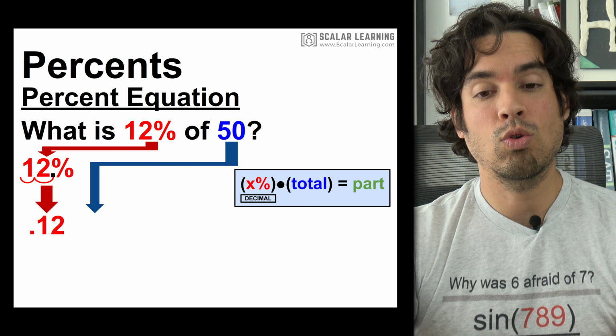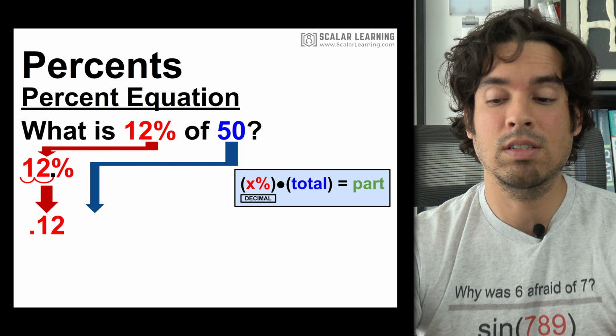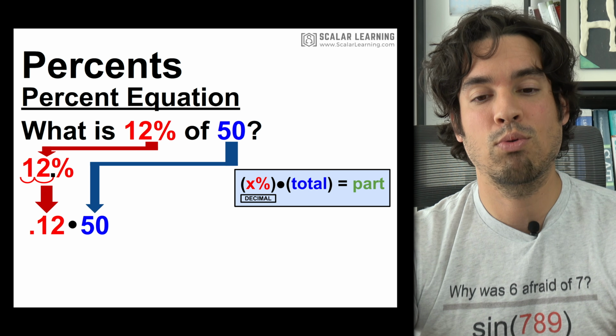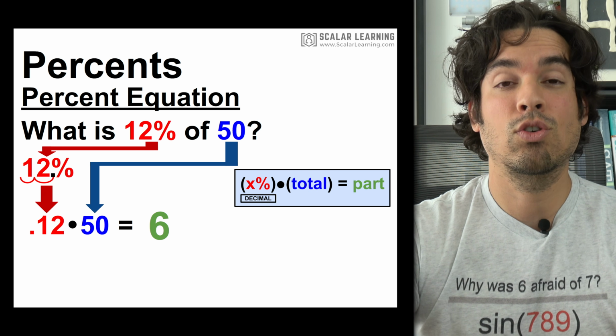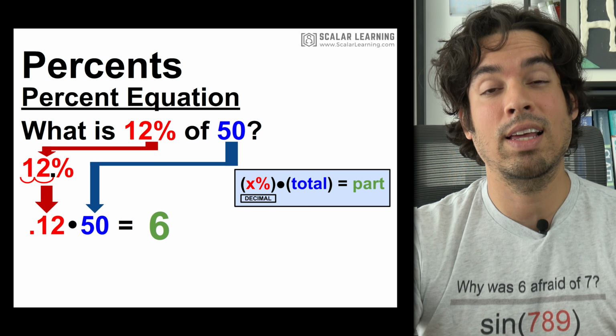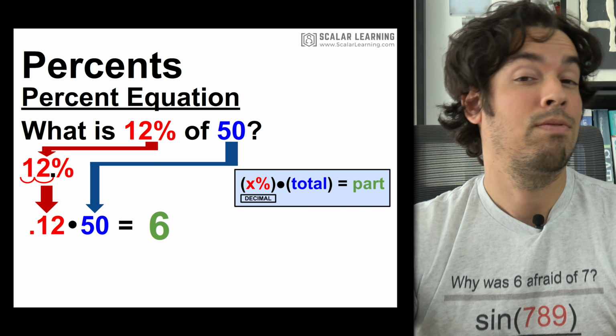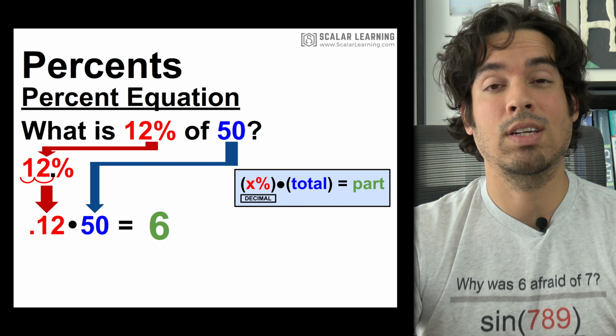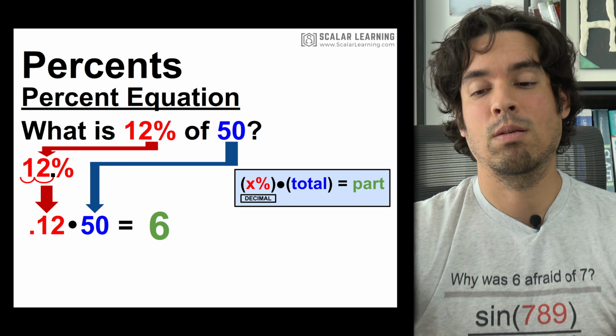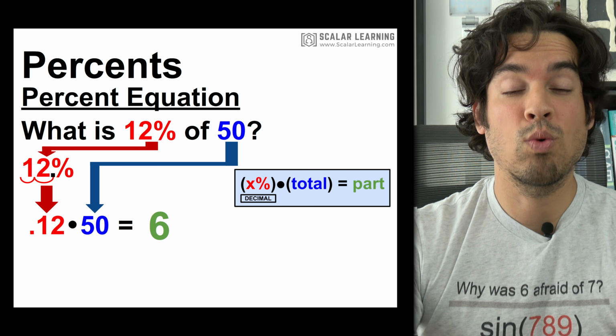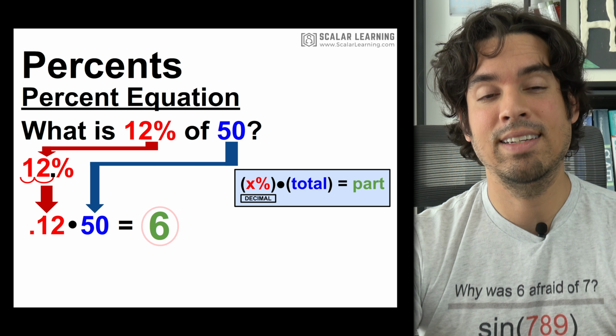And then we've got the total. What is 12% of 50? So 50 is coming next, and it's going to be multiplying that 0.12 to get my answer, which is of course 6. This is the same thing as multiplying 5 times 1.2 or 0.5 times 12 if you'd like to manipulate numbers that way. So there we go. 12% of 50 is indeed 6.